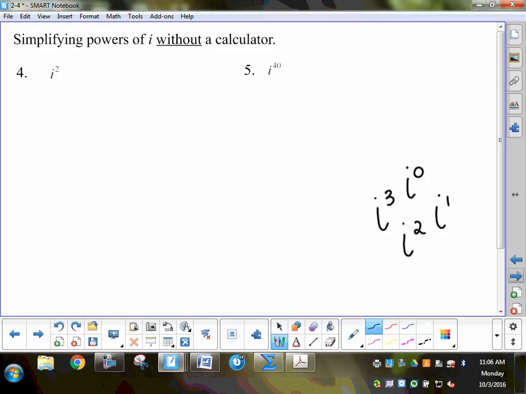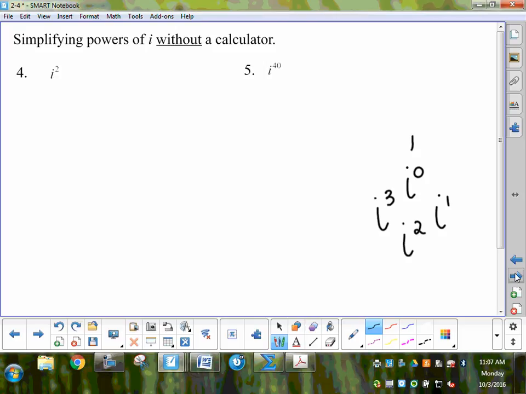What's i to the 0 power going to equal? Eli? 1. What's i to the first power going to equal? Erica? What about i squared? Leah? And then i to the third? Amanda?